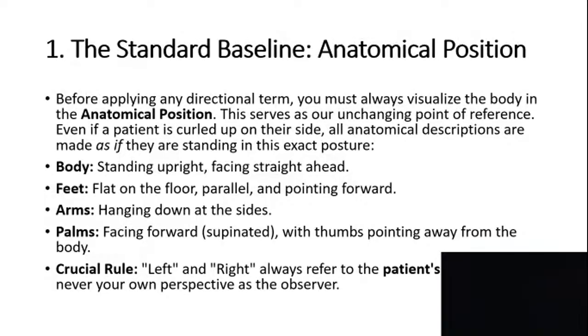Number one, the body: standing upright, facing straight ahead. Feet: they are supposed to be flat on the floor, parallel, and pointing forward. Of course, there are some people who, when standing, have their feet facing sideways, but in anatomical position, we want their feet pointing forward. Arms: they are supposed to be hanging down at the sides of the body, not swinging, not waving, but hanging down at the sides.